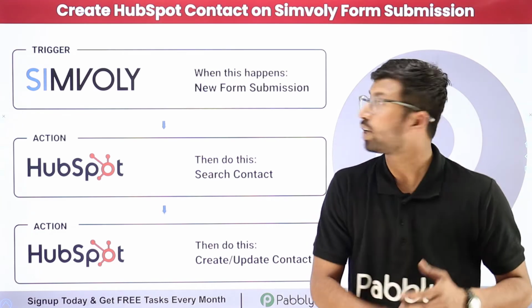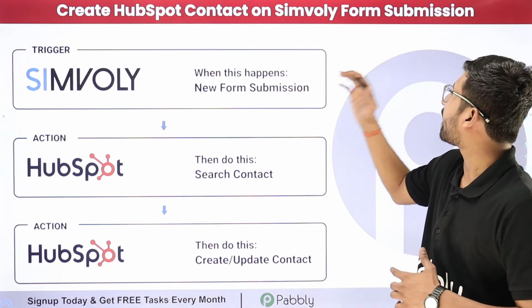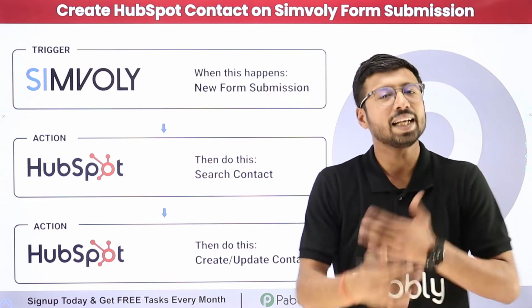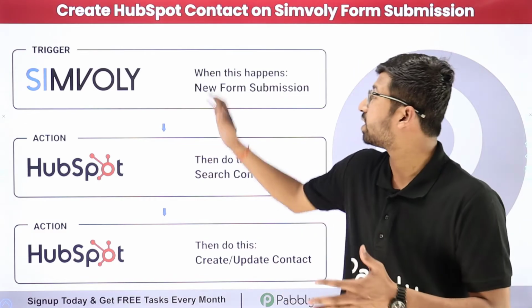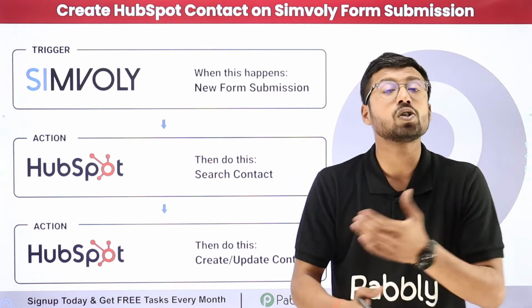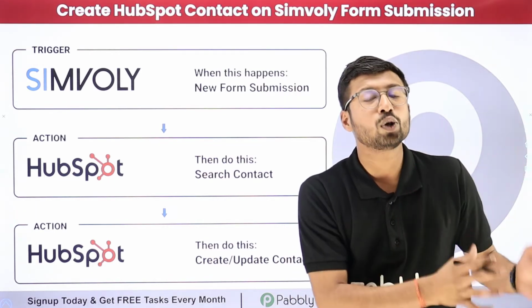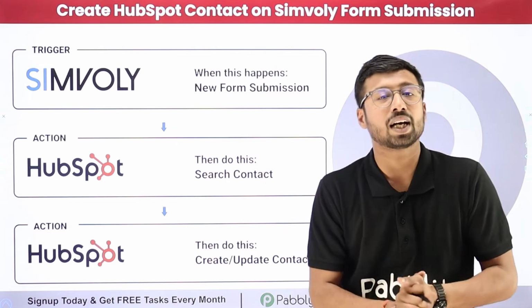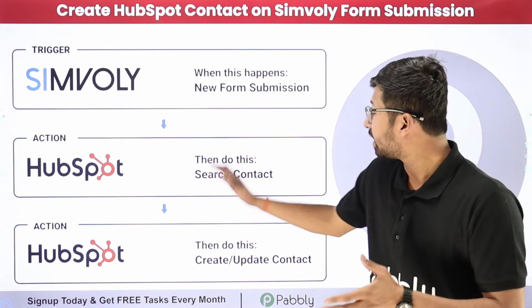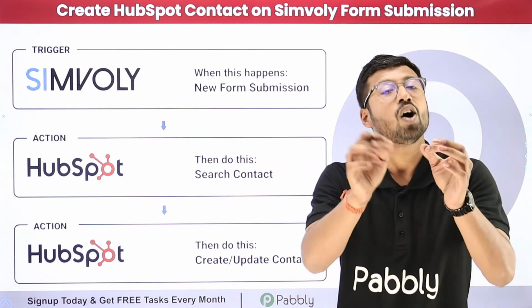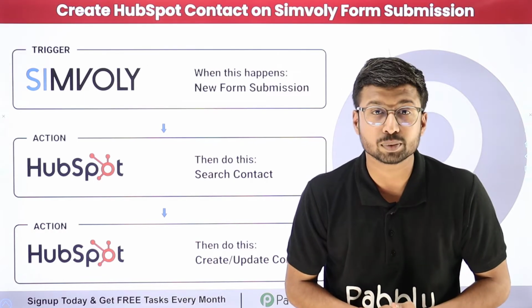So in this video, we are going to learn how to create a HubSpot contact from a Simvoly form submission. Let's say you have created a website using Simvoly, and in that website, you have also added a form. Now you want that whenever you receive a new form submission, you search for the same person in your HubSpot CRM, and if you already have the person, you update the contact, or else you create a new contact with that person's details.